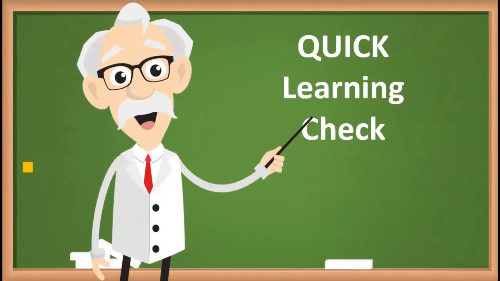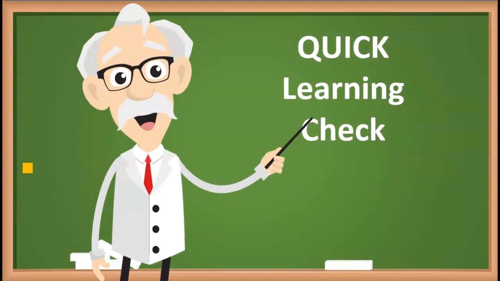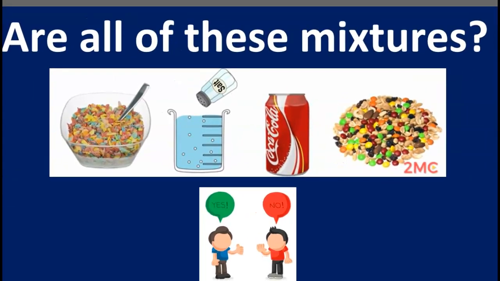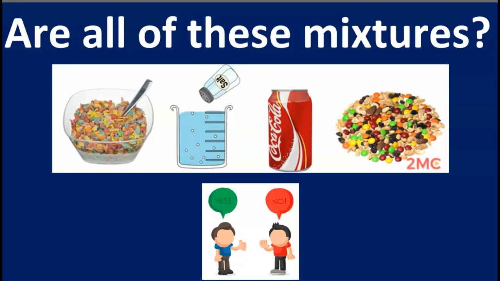All right, so next we're going to do a quick learning check. Are all of these mixtures? Pause the video if you want to take a look and think about that before you move on. All right, hopefully you said yes. The Fruity Pebbles here, that's a mixture all mixed together. You could separate the pieces. The salt and the water, believe it or not, you could actually get the salt back out of the water. That is a mixture. Coca-Cola has sugar in it. You could actually get the sugar back out of it. It's just the sugar is floating around in there. And this trail mix, definitely you can pick out the pieces. So yes, all of those are mixtures.